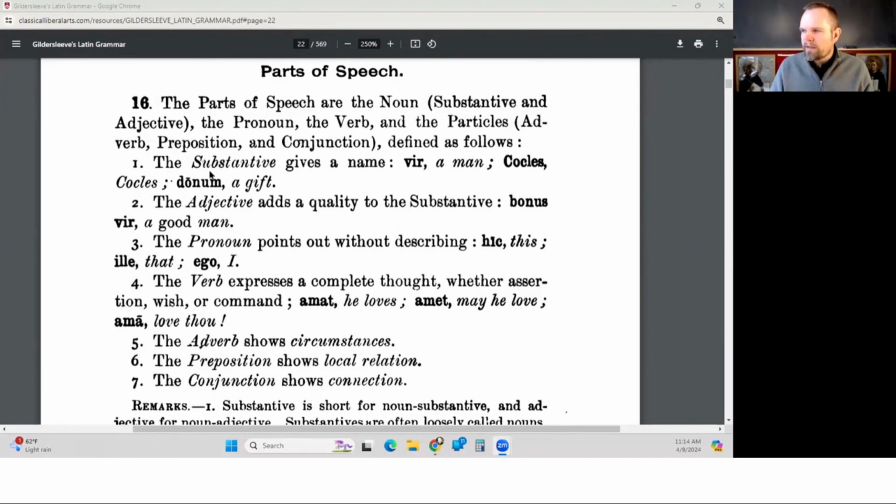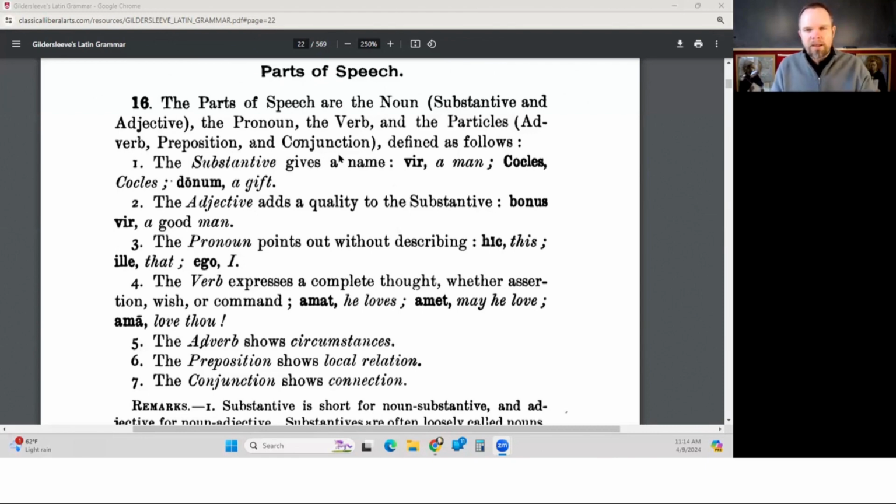Point one here, we see the substantive gives a name. And this textbook gives you very, very simple descriptions. I wouldn't say they're definitions. They're descriptions of each of the parts of speech. Very, very simple, which is good. The substantive gives a name, very simply. The word noun just means name. And there are two different kinds of names.